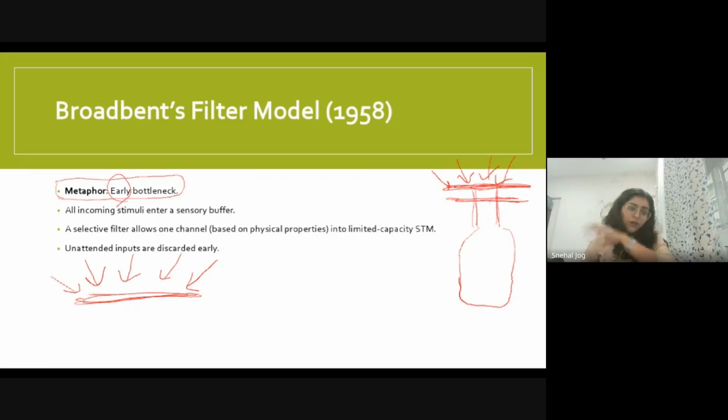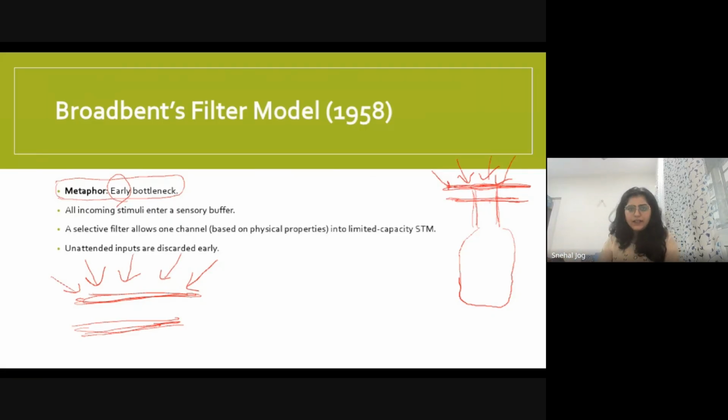So after all the stimuli have entered a sensory buffer, there is going to be another selective filter, which basically is going to let information pass through based on physical properties only, and it is going to see what is important and what is not.